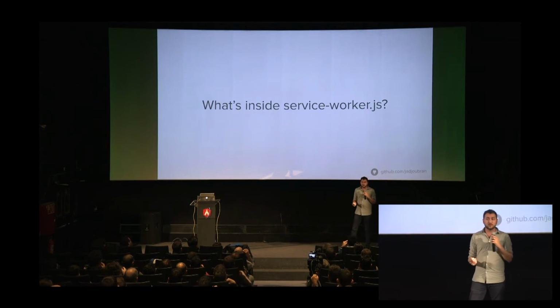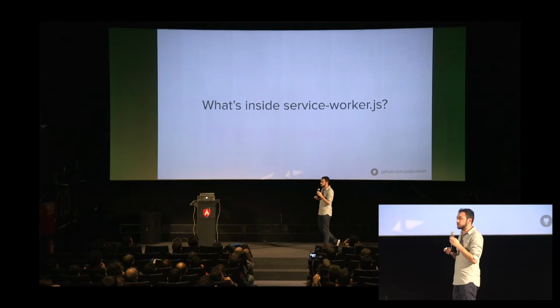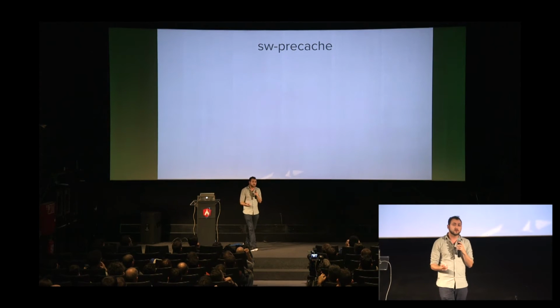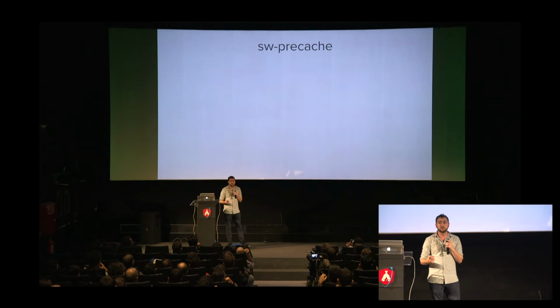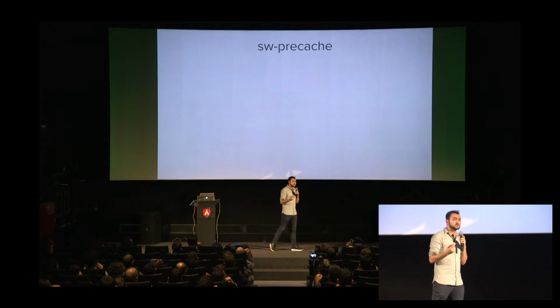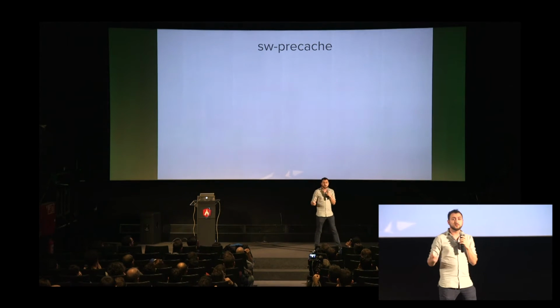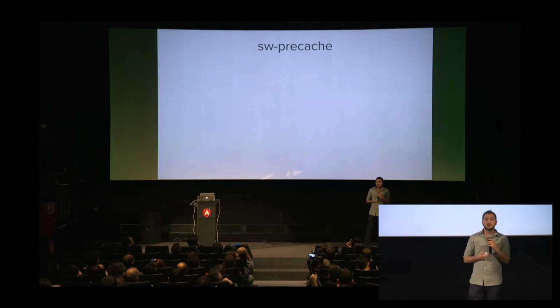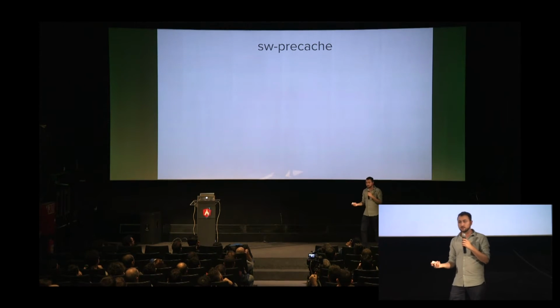And then you're probably wondering what's inside this service worker.js. You can write your own service worker, but it can be tedious. I'd really recommend that you learn it. But for production, it's always better to use tools such as SW Precache. SW Precache is a node module by the Google Chrome team that you can install. So npm install, and you will have the SW Precache binary.